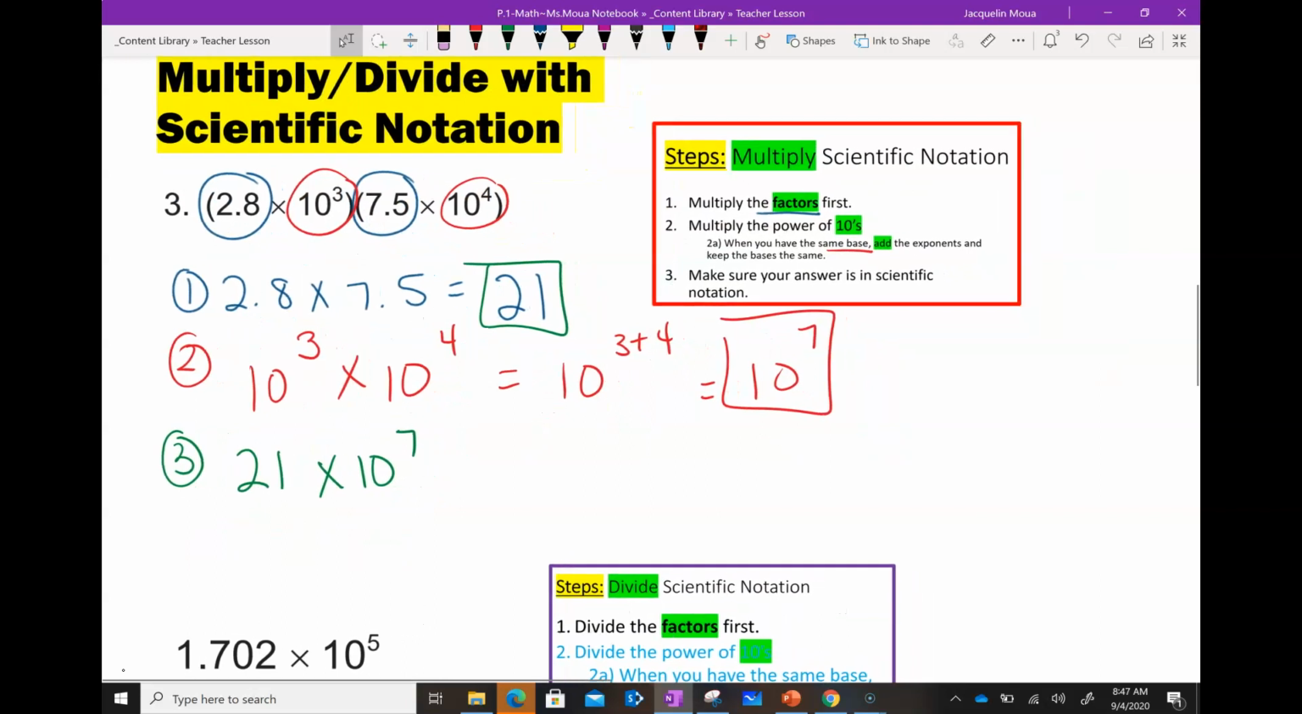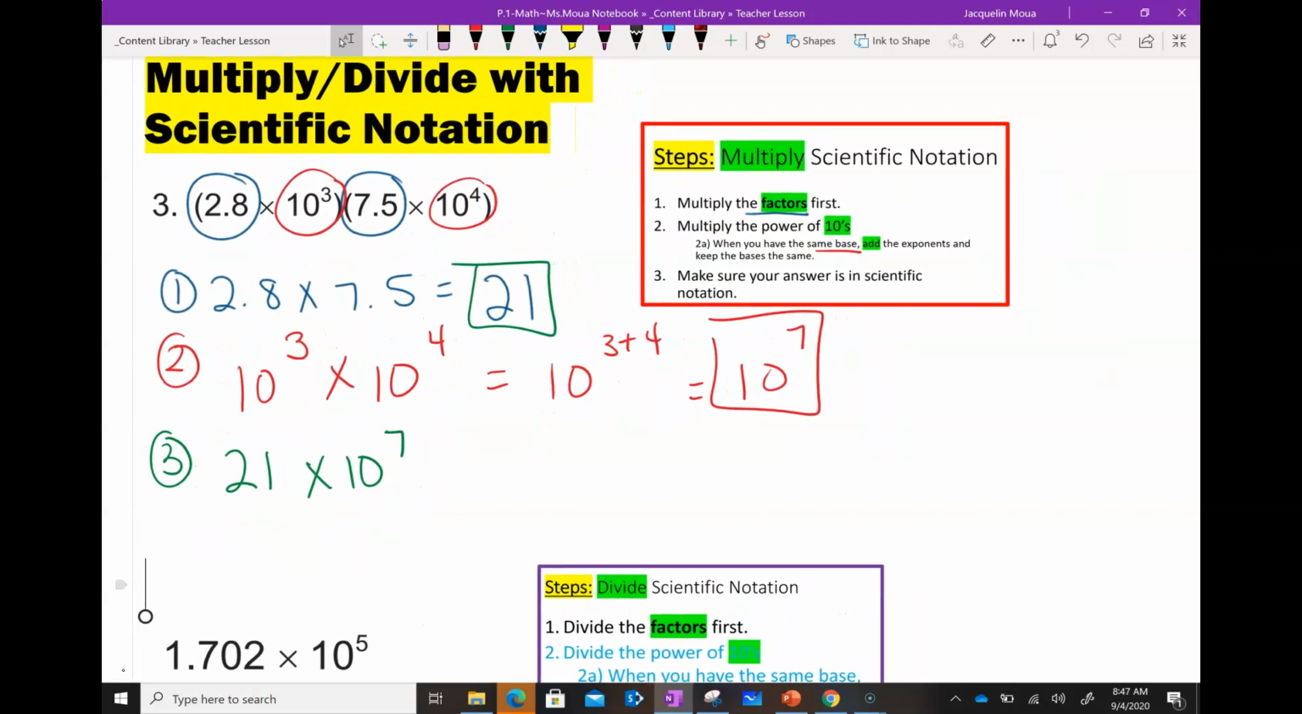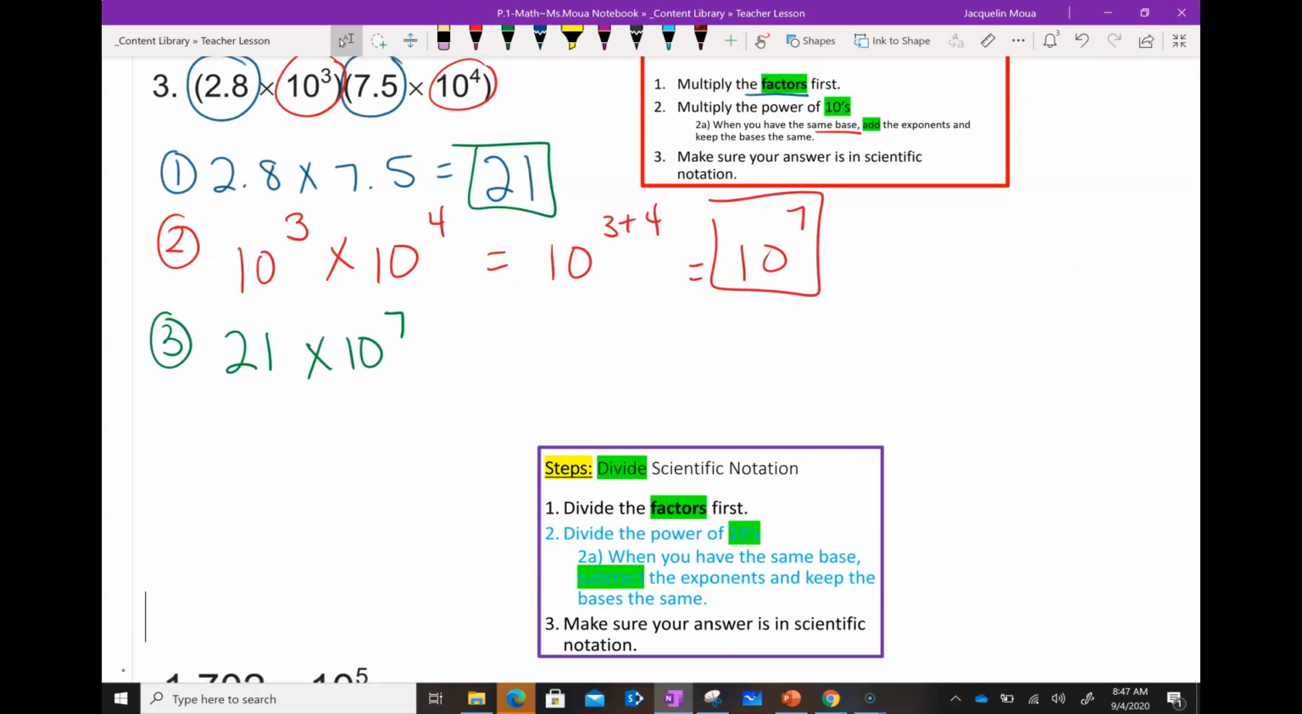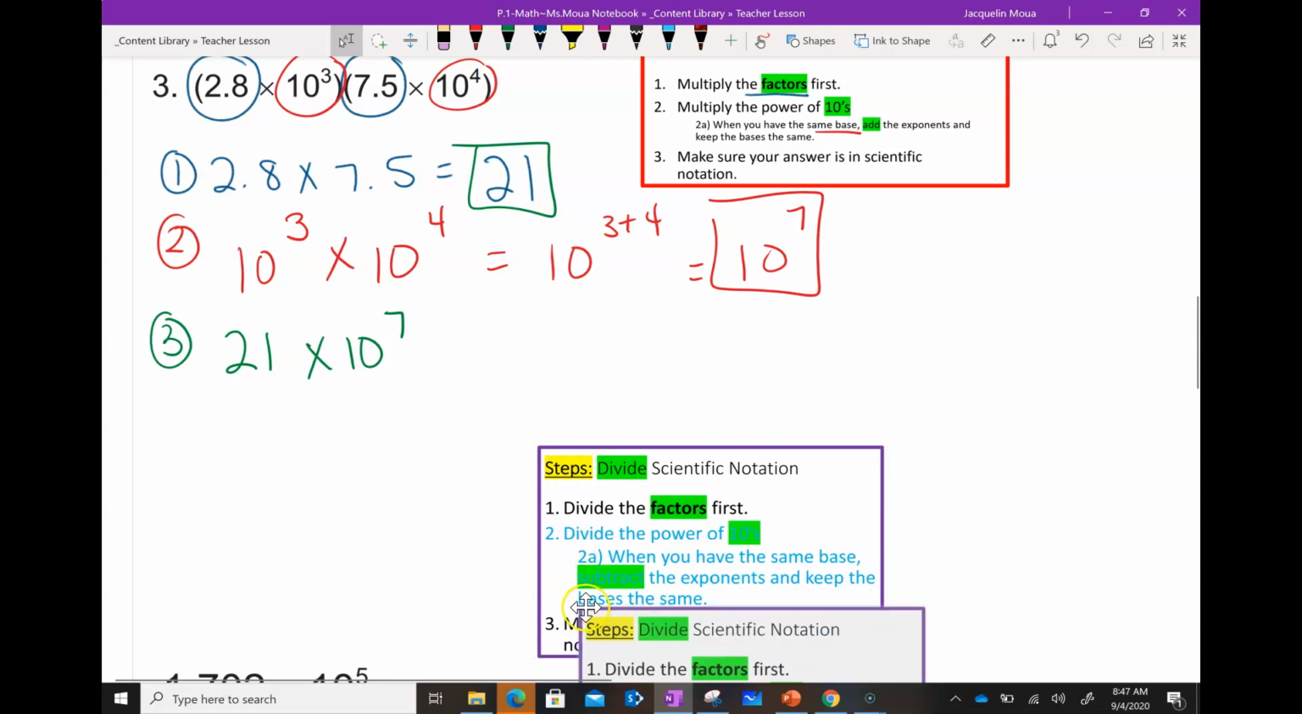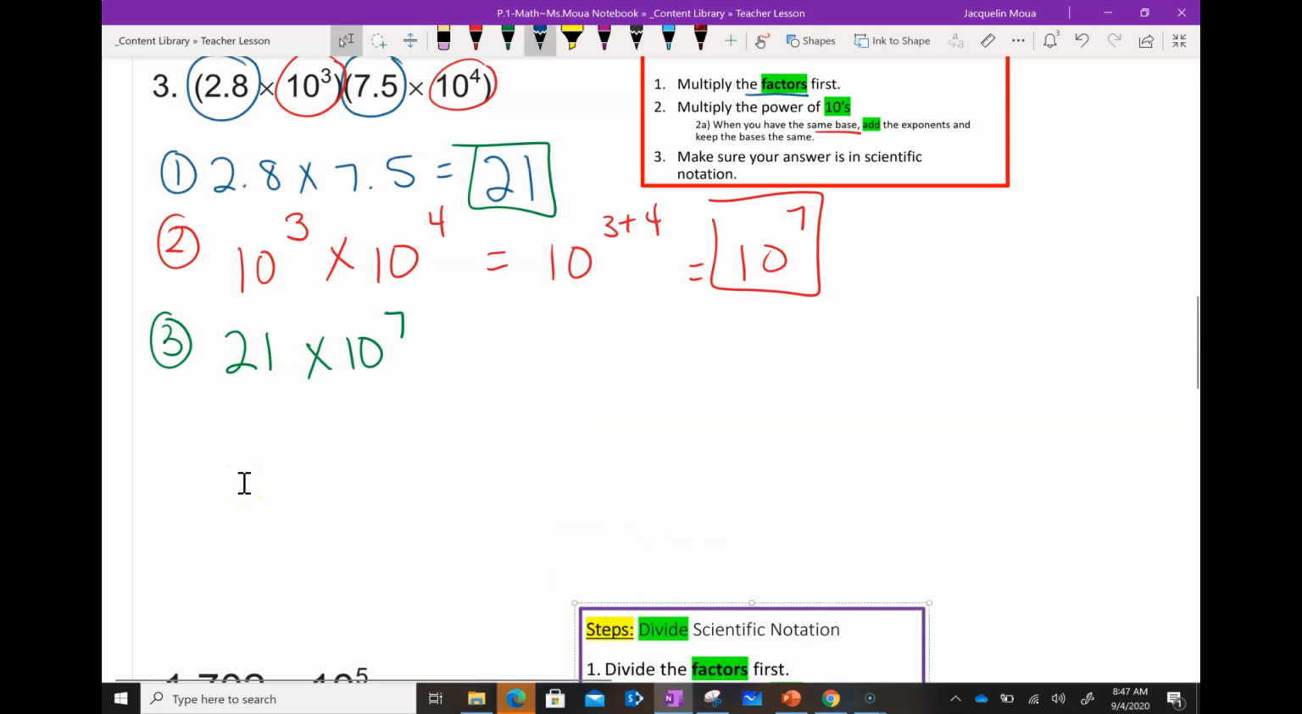And we want to make sure, hey, is that in scientific notation? If you look at it, it's actually not in scientific notation, because 21, ask yourself, is 21 greater than or equal to 1? That is true. Now ask yourself, is it less than 10? And that is false.